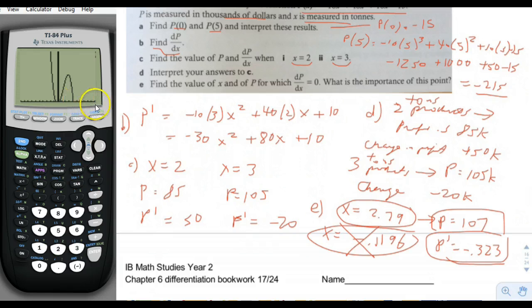Okay, so the dP/dx equals 0 point is actually this point right here, right? And I'm going to show you that. I'm going to go trace 2.79. There it is, see? So the significance of this point is that it is the optimum profit. So this is like the most profit you can get per ton of product. So that's the amount of product you should make in order to make your factory or whatever the most efficient.